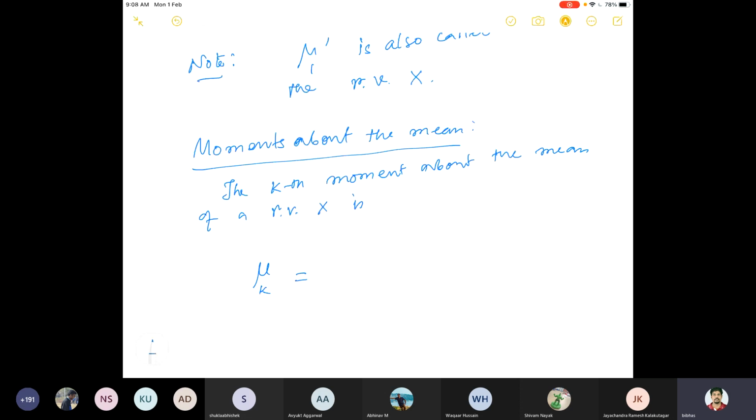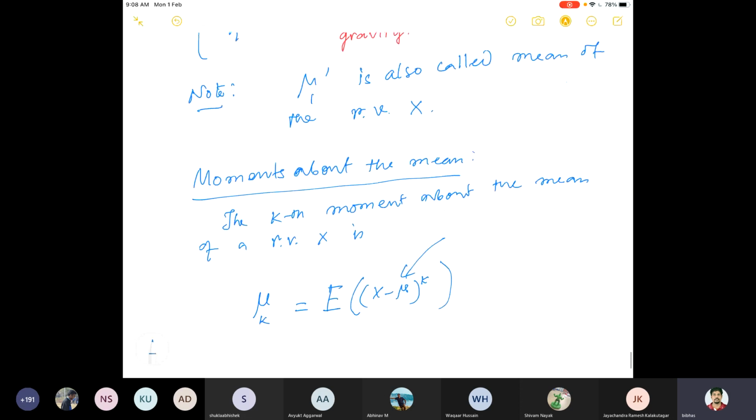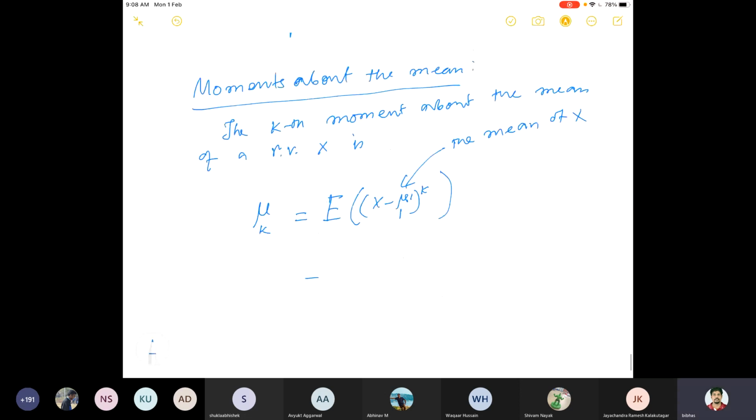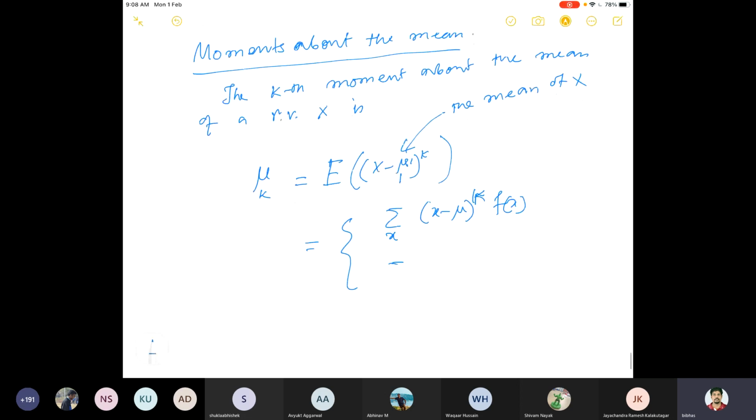This is moment around the mean. When you say around the mean, that means it is the expectation of (x minus mu) to the power k, and this mu is the mean. Okay, the change of notation. So this mu, or I can just say mu one dash, the mean of x, has the same definition: the sum over (x minus mu) to the power k times f(x), and this will be an integration for the continuous case.